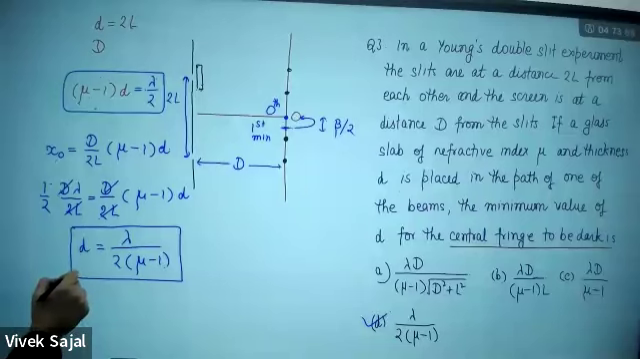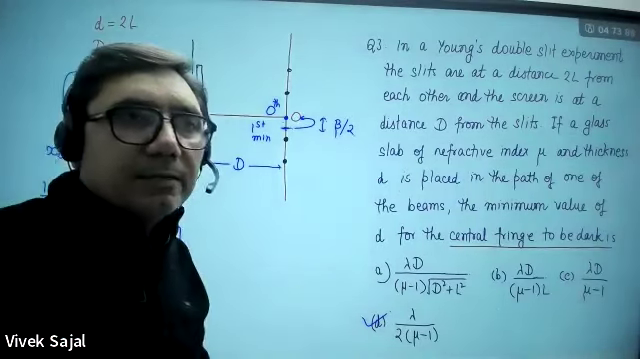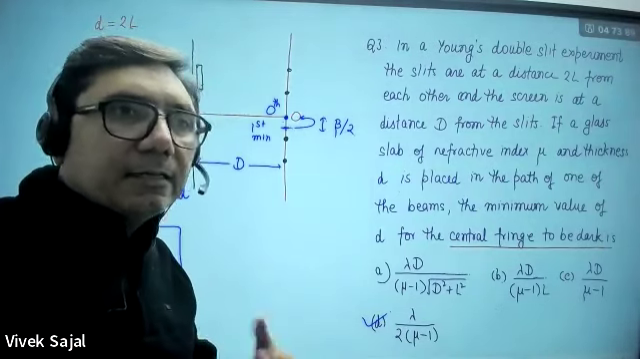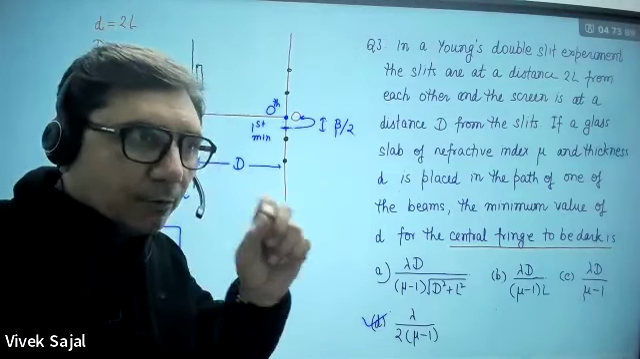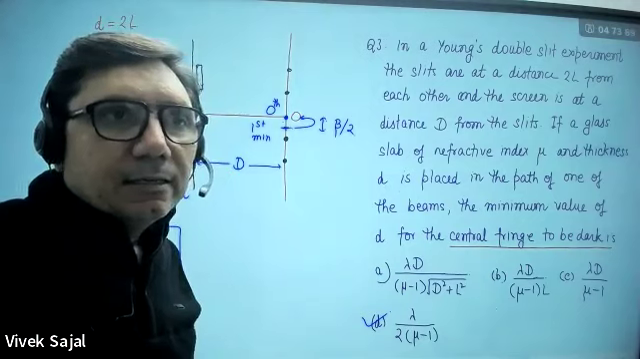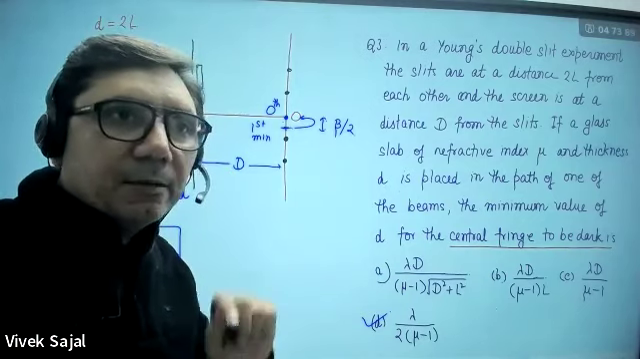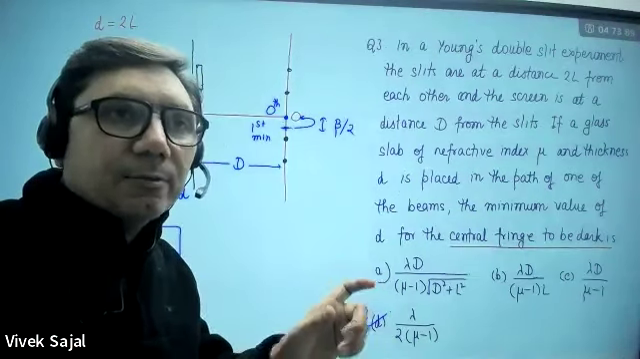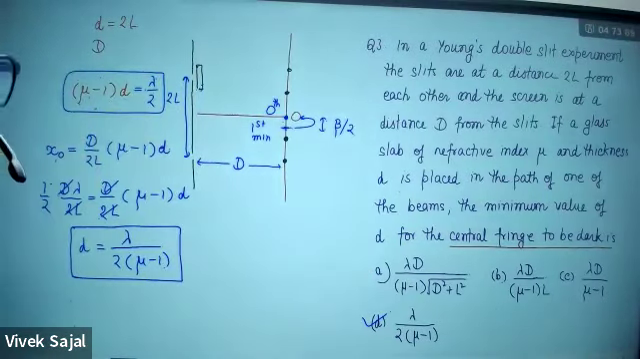You just have to understand. So earlier, without the glass plate at point O, what was the path difference? 0. You were getting the central maxima, the 0th maxima. But when you introduce the glass plate, now the path difference at the center corresponds to the first minima. The first minima path difference is lambda by 2. So mu minus 1 into t that is introduced by the glass plate is actually lambda by 2.